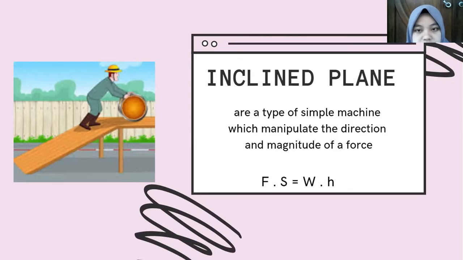The formula or the equation for inclined plane is force times distance equals work times height. And for the F here, we can calculate using the equation F equals W times sin theta.